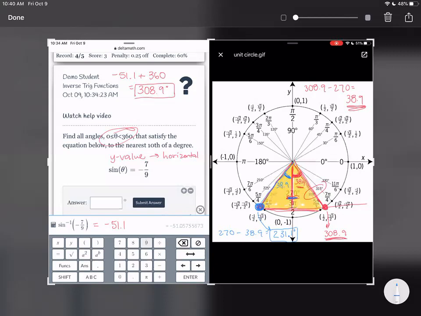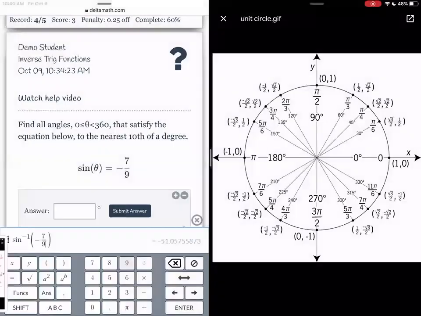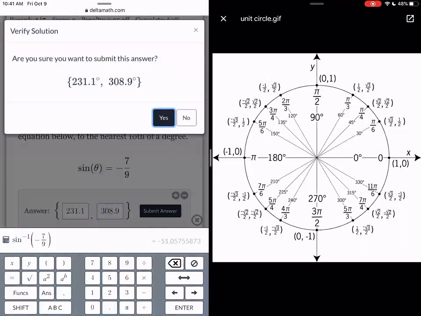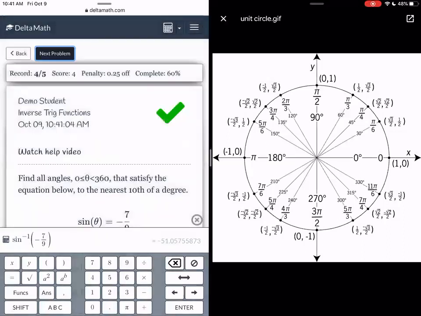Okay, I'm going to take a picture of my answers and I'm going to submit them. Okay. So we had 231.1 and 308.9, and submit.